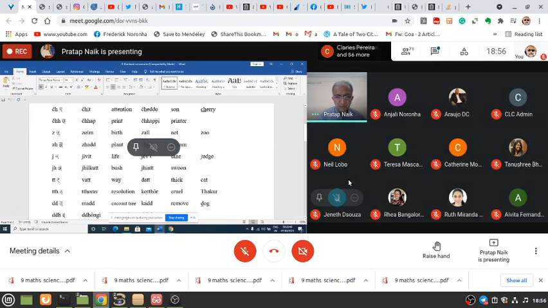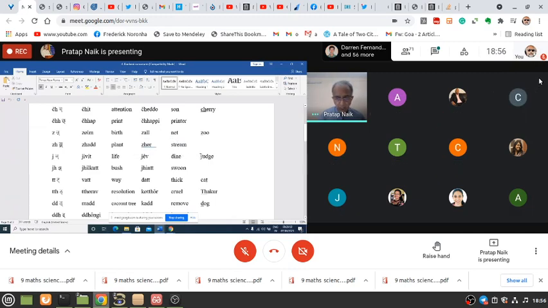Jev. Like English judge, the pronunciation of this letter is the same as this. Then the aspirate sound of this j is jh. Chilkut, a thorny bush is called chilkut.